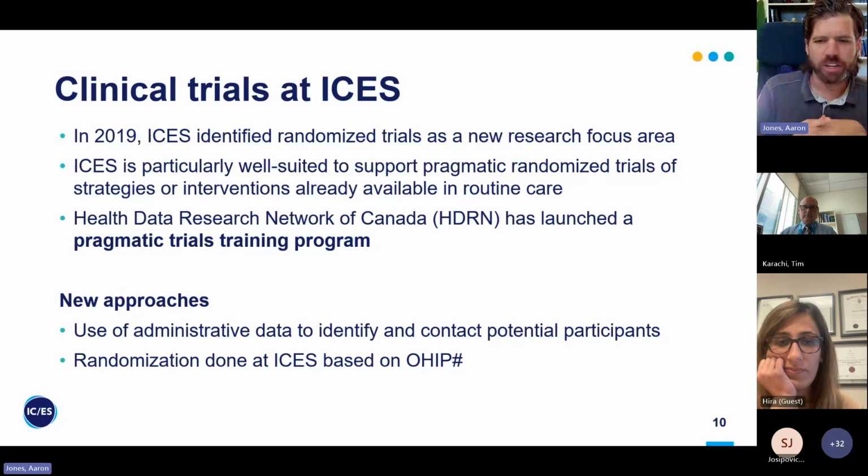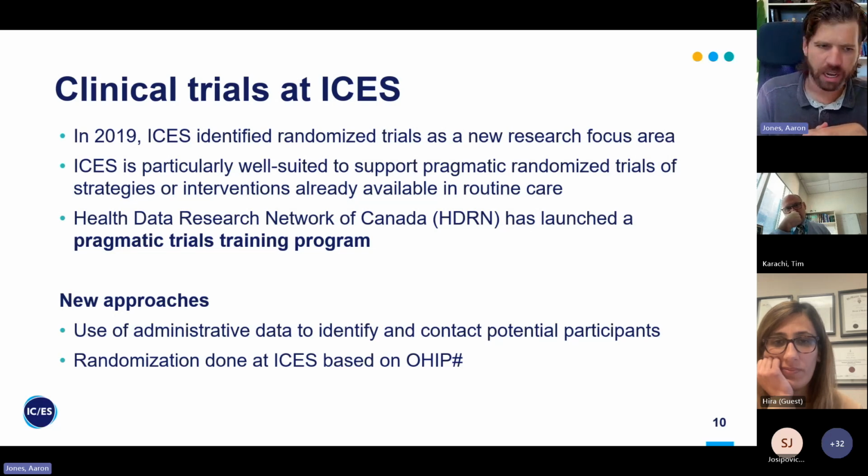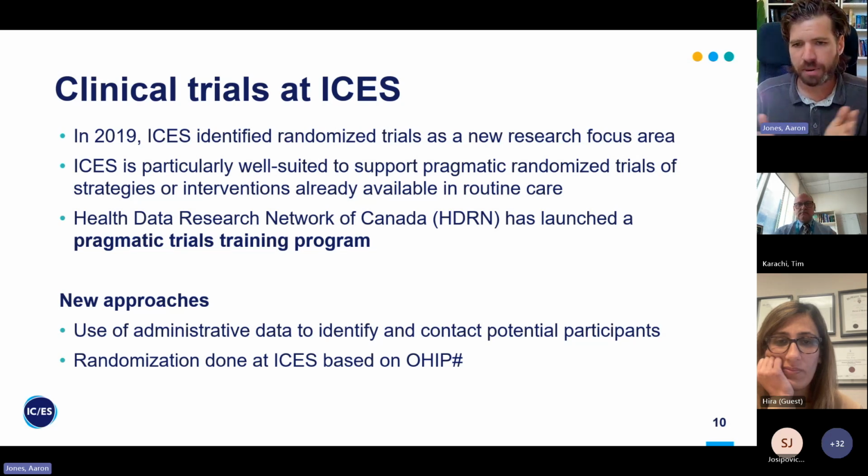Just along the trial side, again, ICES is trying to push the edge of what's possible. There are a couple of things they're piloting, particularly in some dialysis trials at Western right now: specifically, whether the administrative data can be used to identify potential participants and to judge eligibility, as well as seeing if ICES can actually do the randomization themselves using some random digits from the numbers. So if you have any interest in using administrative data to support your clinical trials, please reach out.